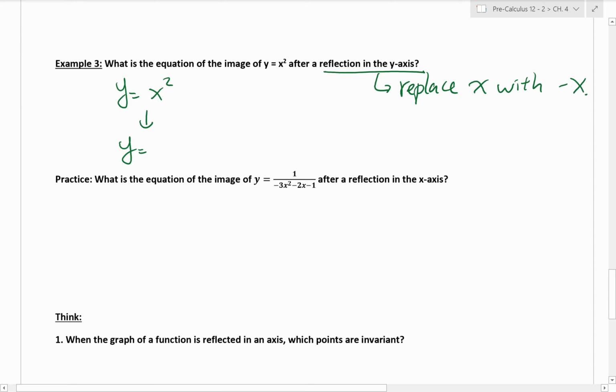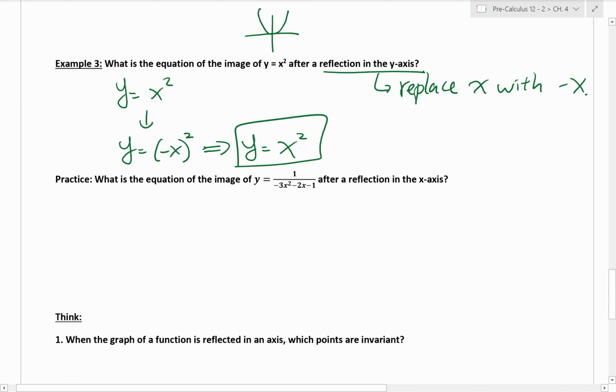Again, I need to emphasize this: we are replacing every single x that we see, replacing x with negative x. So you can see x becomes negative x. Interestingly, this actually becomes the same, right? If you expand and simplify this, it's still y equals x squared, which makes sense. Recall, this is a parabola, and we know that this graph is symmetrical. So even if you reflect it in the y-axis, it's the same thing. This portion becomes that portion, and the left portion becomes the right-hand side portion. So it doesn't really change.